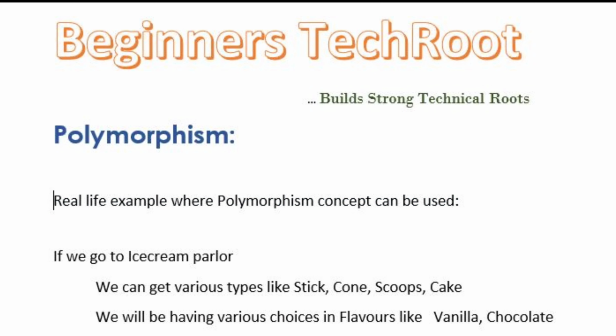Real life example where the polymorphism concept can be used. If we go to any ice cream parlor, usually there will be various types available, like stick ice creams, cone ice creams, scoops, and cake ice cream. So like that, various types of ice creams will be available.